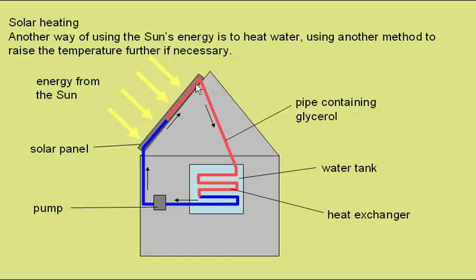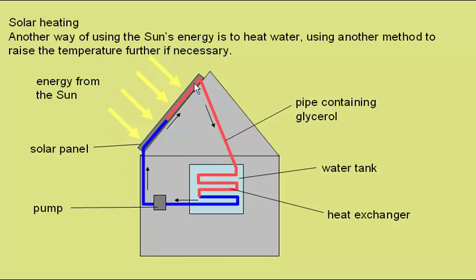A solar panel would be placed on a south-facing roof, gaining maximum energy from the sun. A glass panel on the top, coloured black, will absorb the maximum amount of radiation from the sun and prevent some of the radiation escaping. A pipe containing glycerol passes through the solar panel. It would have many turns inside here to maximize the surface area and so maximize the energy gained.